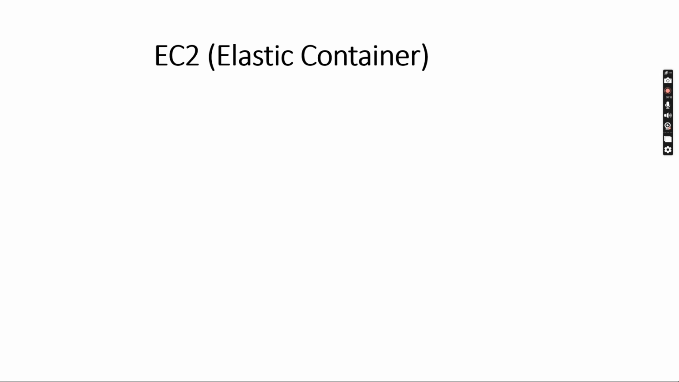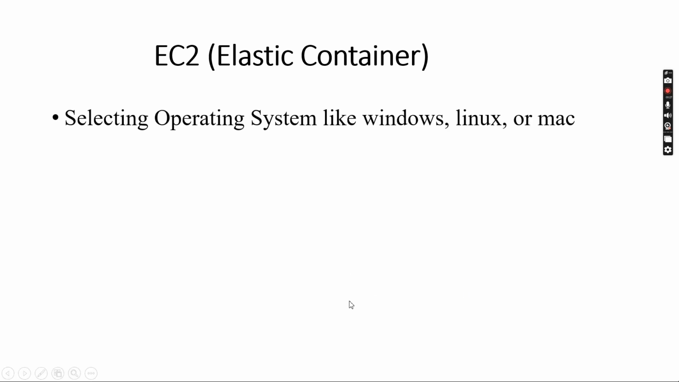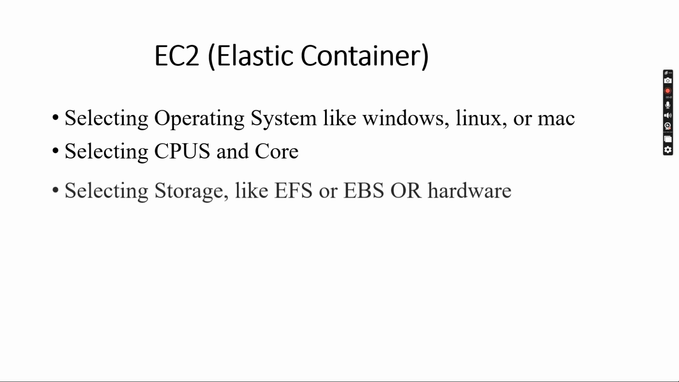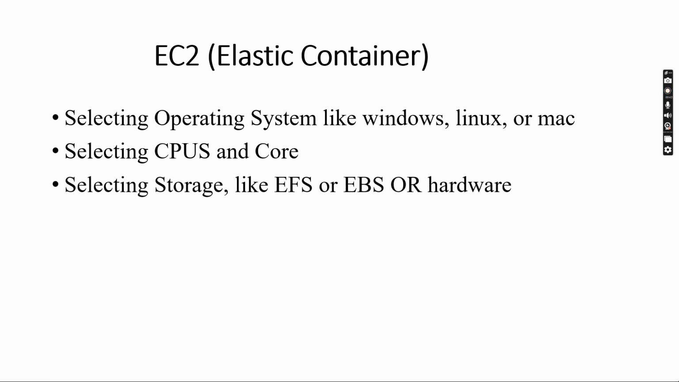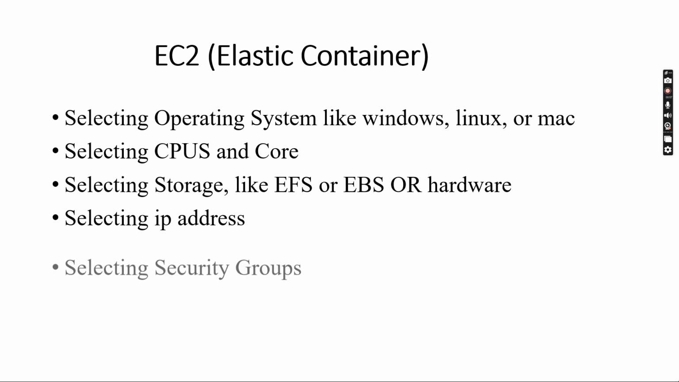So today's video is all about EC2, that is Elastic Compute Cloud. In EC2, we will see how we can select an operating system like Windows, Linux, Mac OS, and how we select CPUs and cores. We'll see how we can select storage like EFS, EBS, or other storage. Selecting an IP address for accessing your service or server from public internet access.